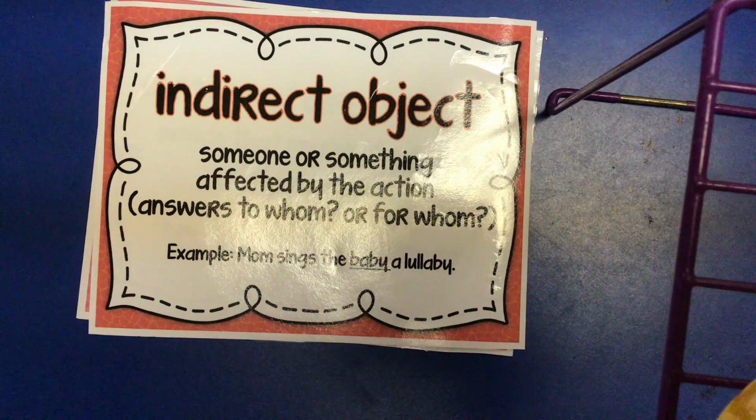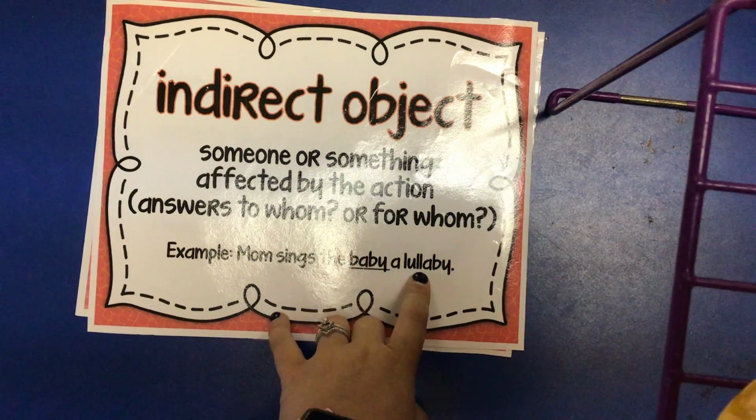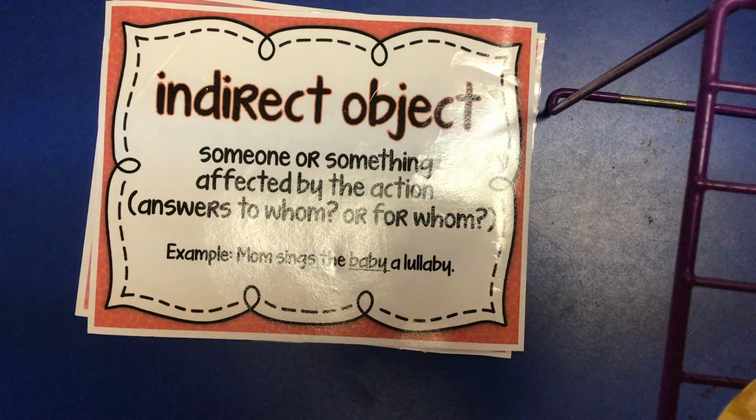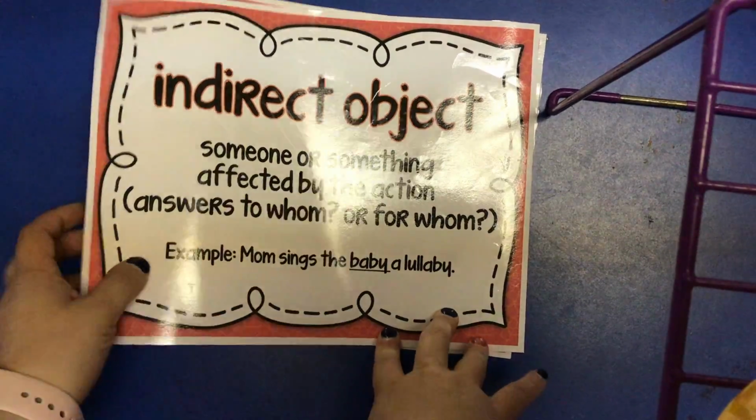An indirect object is just the opposite. It's not direct, it's indirect. Is someone or something affected by the action? It answers to whom or for whom. Mom sings the baby a lullaby. We said lullaby was our direct object. The baby is affected by that. The baby is getting that lullaby. Mom is singing the baby a lullaby.